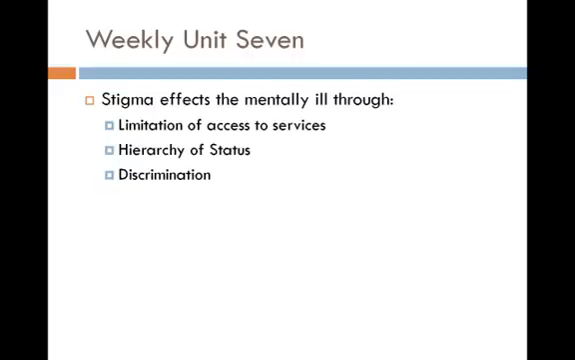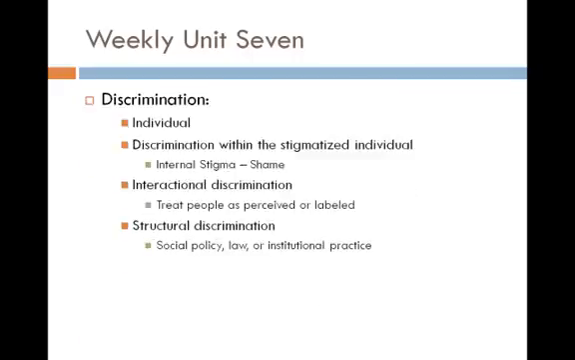Now, stigma also affects the mentally ill through discrimination, and let's further define that. So discrimination can result in, obviously, the discrimination against an individual because we have labeled them and, as a result, stigmatized them. Now we're treating them differently than we would treat others. So the most common form of stereotype or discrimination that we would think of on the individual basis is us versus them.